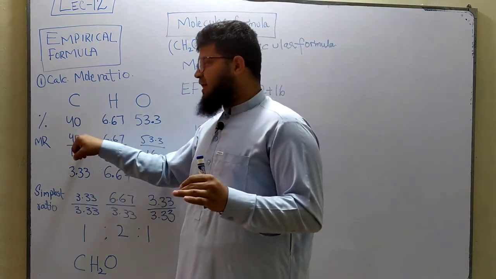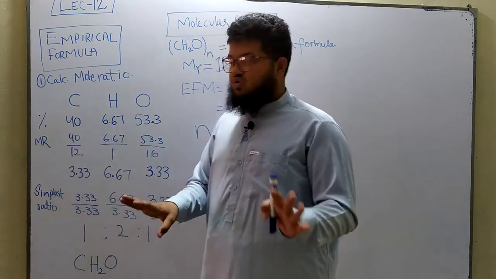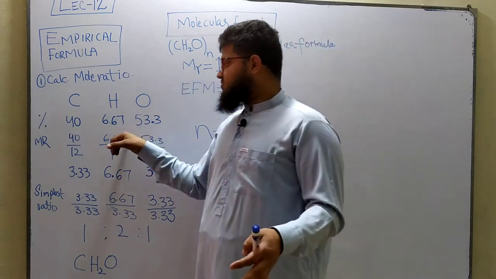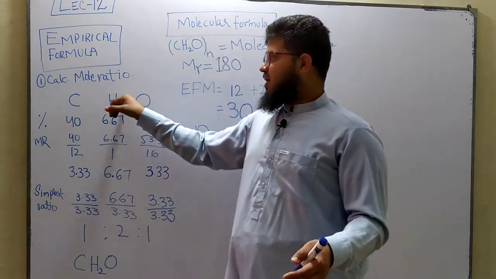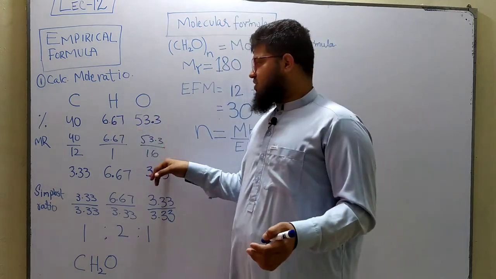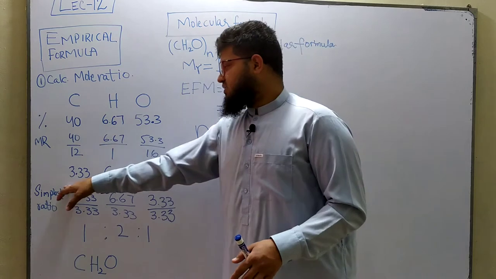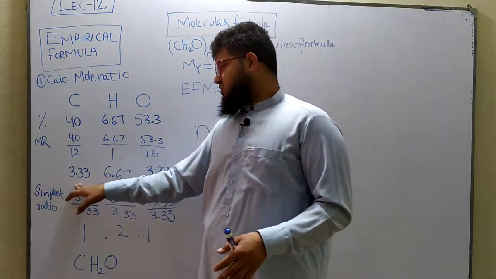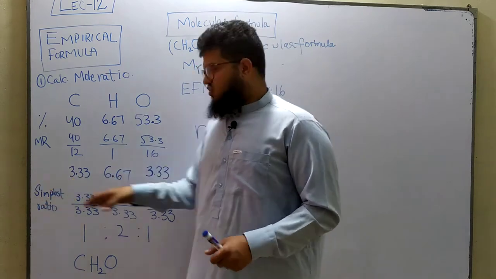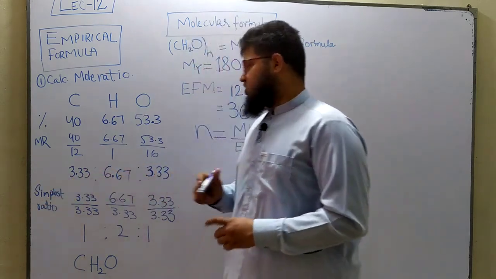So the 40%, assume it to be 40 grams, divided by 12, okay, because 12 is the relative atomic mass of carbon. Then 6.67% of hydrogen is there, right? So divided by 1, because that's for hydrogen, and then for oxygen 53.3 divided by 16, okay, the percentage composition. And these are the answers I got: 3.33, 6.67 and 3.33. The mole ratio is given over here, okay, for carbon is to hydrogen is to oxygen.